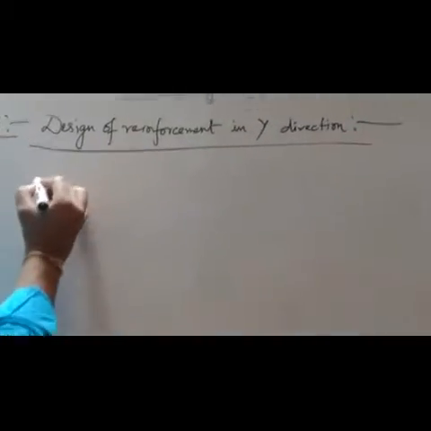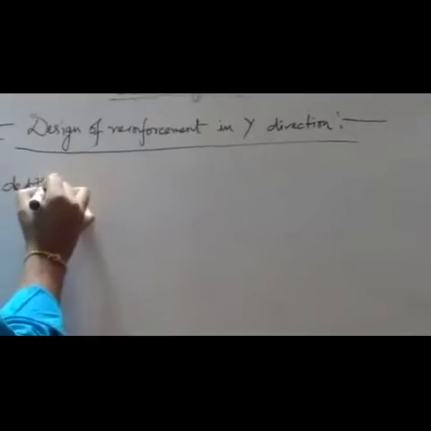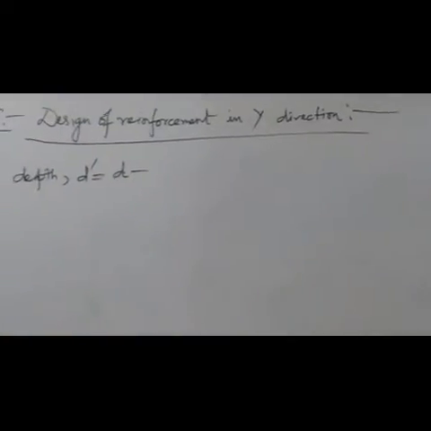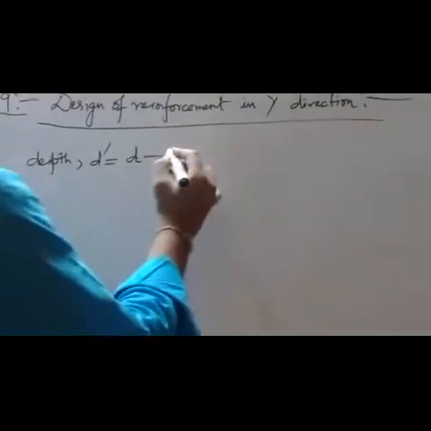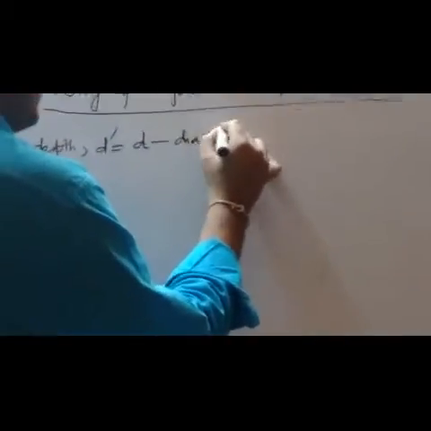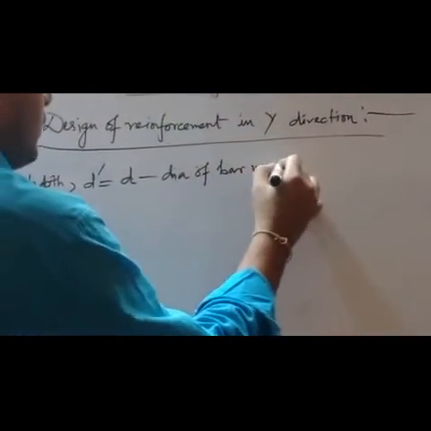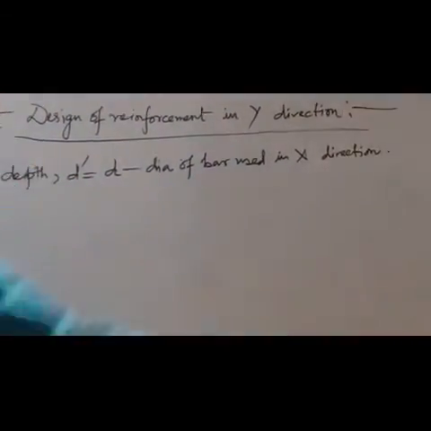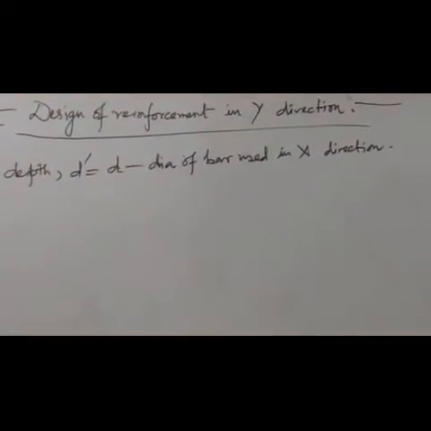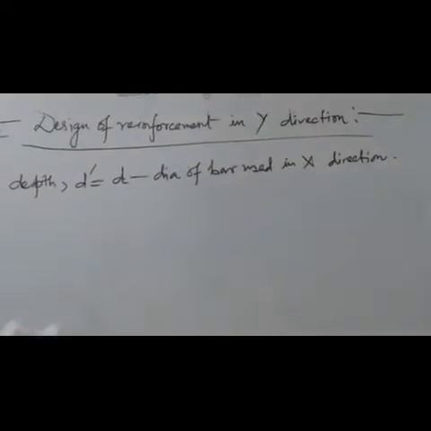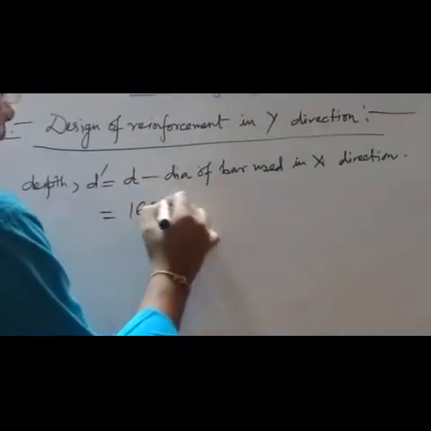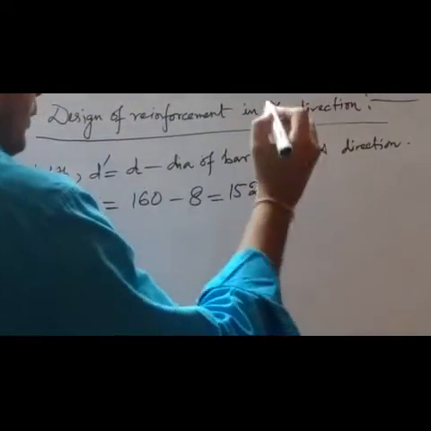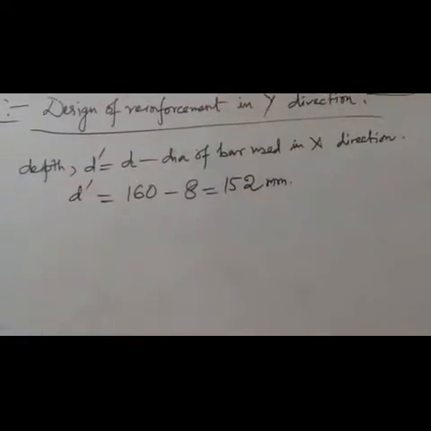So, in this case the depth should be d dash, that means small d minus the dia of bar you used in the x direction. Okay, so what will be the value? D means 160 and this means 8, so 152 millimeter. This is d dashed.